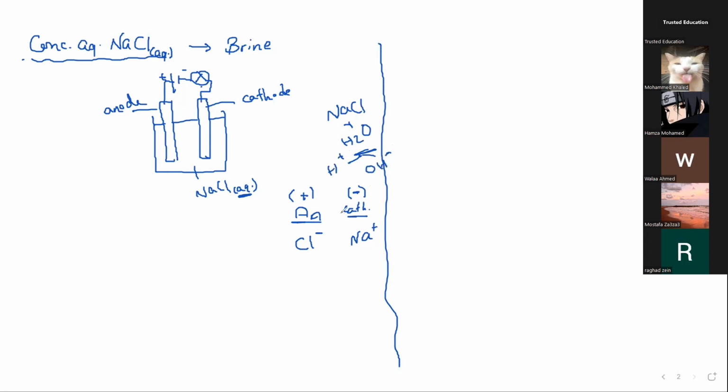Which one of them will be attracted to the cathode? Of course the hydrogen ion. And the hydroxide will be attracted to the anode. Here I have a competition. Each electrode has 2 ions. One of them only will be discharged. What does discharge mean? Discharge means it will lose its charge. Let's go back to the first slide.